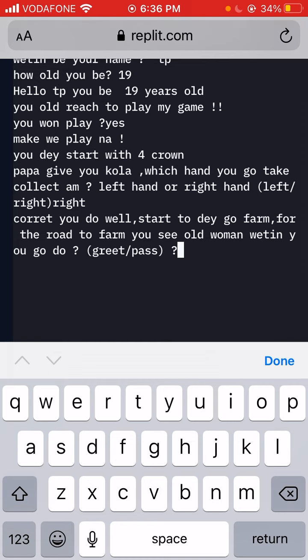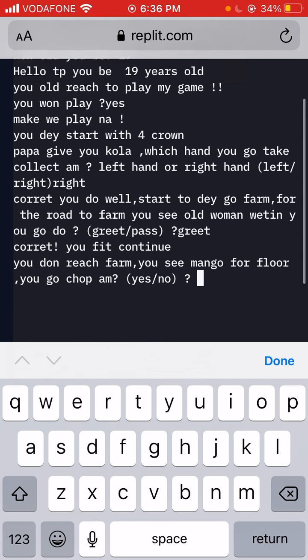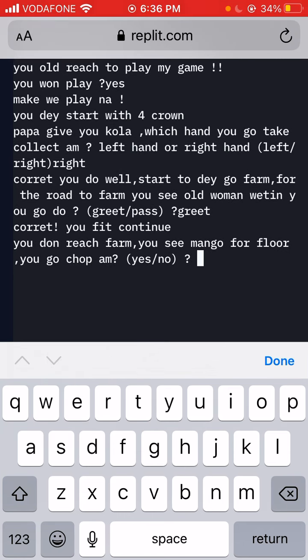For this right now, for example, greet or pass. We'll do greet first. Correct. If you continue, you reach the farm. You see a man on the floor and you choose yes or no. Put no, because we stand on the floor. So you win the game with 4 crowns. It means you get your 4 crowns complete.